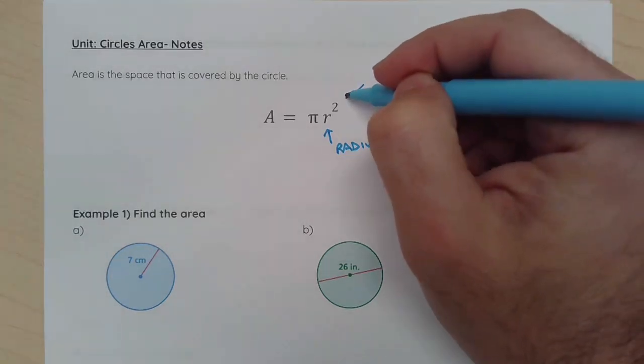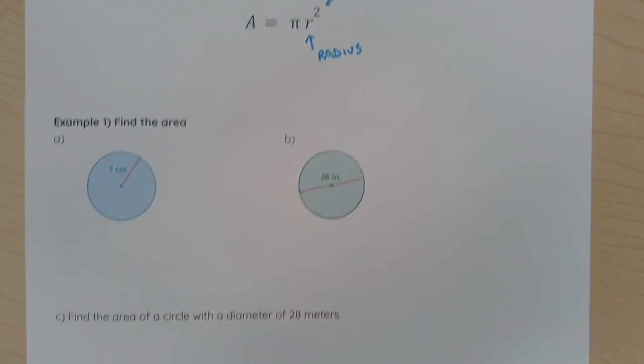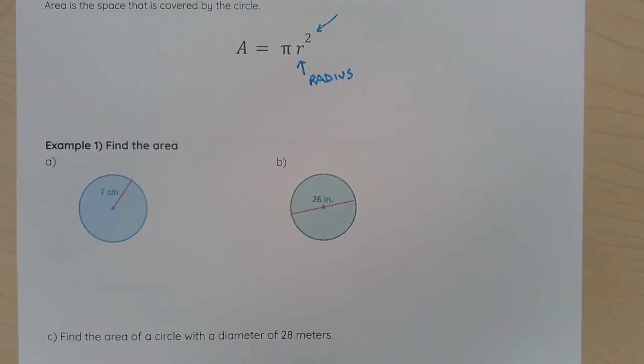The other part is we got to remember order of operations, and that squaring is going to occur before multiplying by pi. This is going to help us both in our exact form and approximate form when we talk about area. So let's look at example 1. Find the area of the circle.